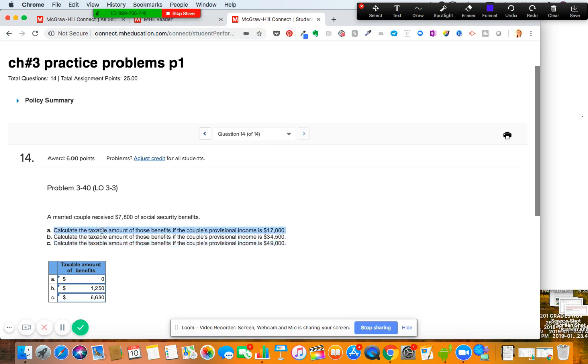So remember, if people are below the provisional income range, then there's no taxable amount on their Social Security benefits. In this problem, your numbers will be different, but this is a married couple with $7,800 of Social Security benefits. And in the first scenario, they have $17,000 of income.